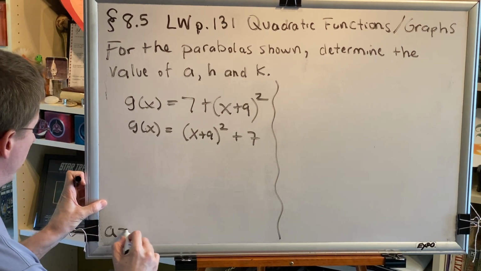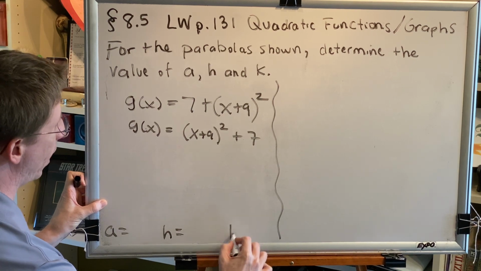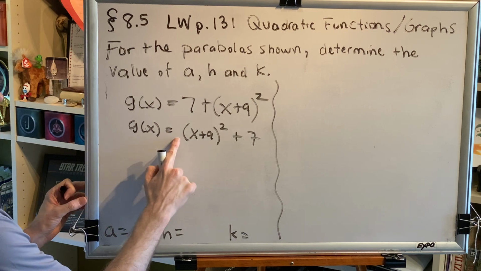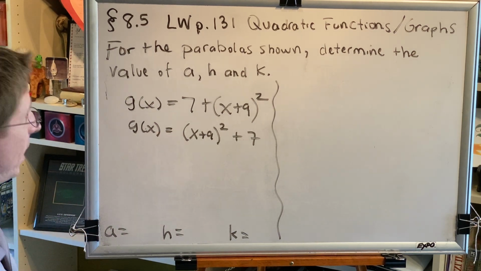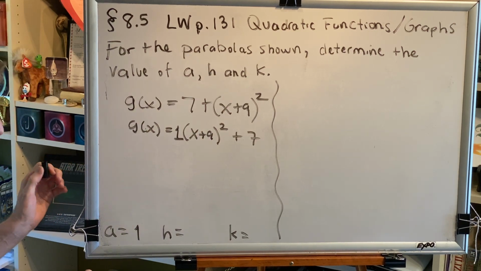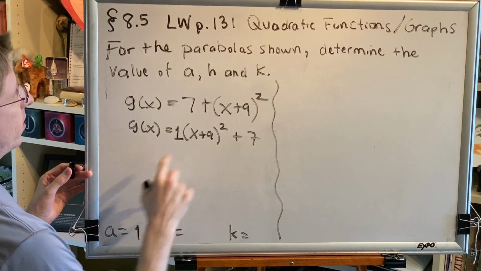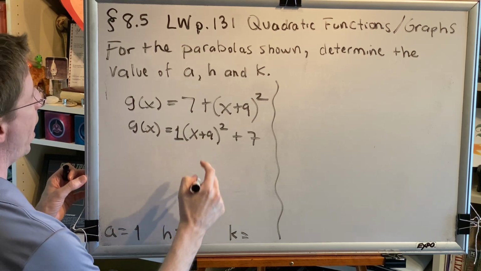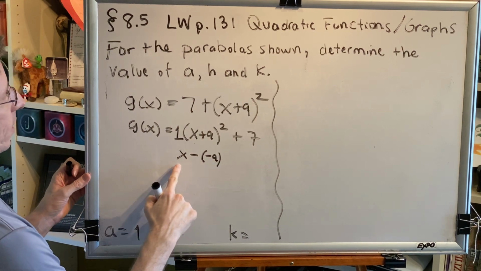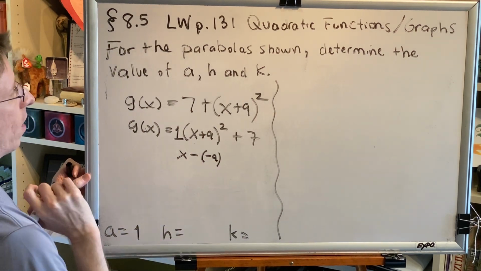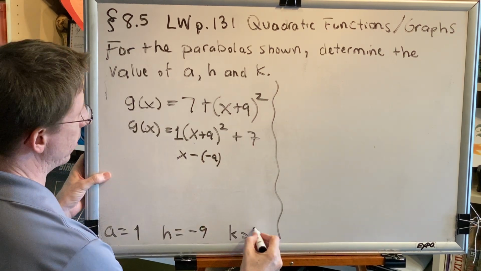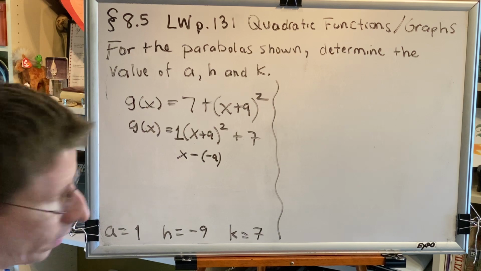All right, so with that, let's identify a, h, and k. Here we go. a is the number multiplying by the squared part. Well, there is no number, which means we use the hidden number 1. For this problem, a is 1. Okay, h is the number inside the parentheses being subtracted. There is no subtraction, but x plus 9 is the same as x minus negative 9. So negative 9 is what we're subtracting. And k is the number added or subtracted outside, so k is 7.